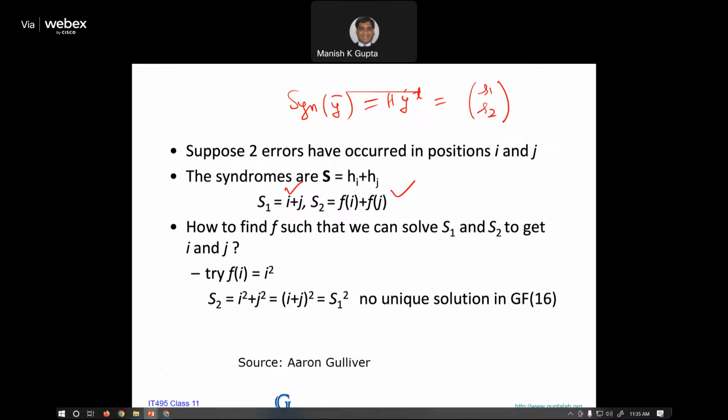In this case, if F of I is I square and F of J is J square, then S1 is I plus J, and S2 is I square plus J square, which is I plus J whole square, right? I plus J is S1, so this is S1 square. No unique solution. Again, there is a problem.